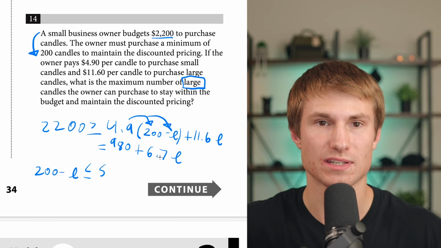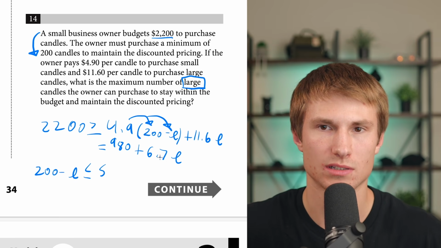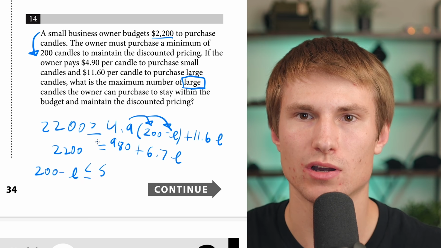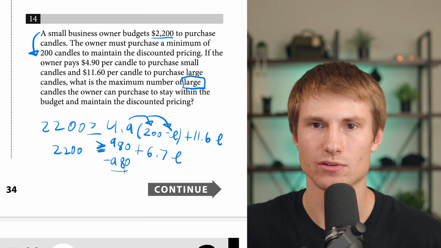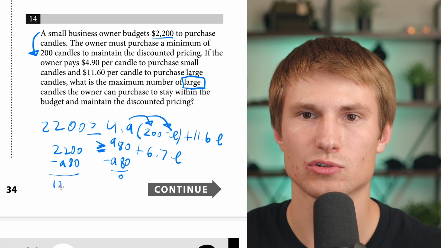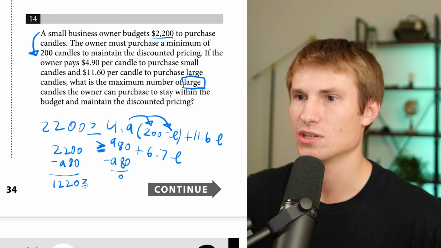Okay, because 11.6 L minus 4.9 L gives us that plus 6.7 L. Now that all is still going to be 2200 over there. We'll subtract 980 from both sides, minus 980. That's going to end up leaving us with 1220 is going to be greater than or equal to 6.7 L.